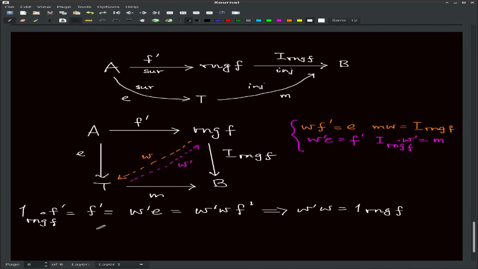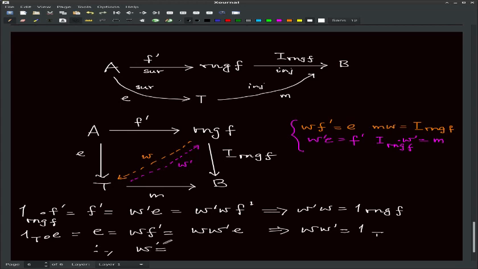Now a similar picture. So E is equal to W F prime, but F prime is W prime E, so E is W W prime E, and E is again the same as identity of T composed with E. So this tells us that W W prime is equal to the identity of T because E is right cancelable. So therefore W and W prime are inverse to each other; it's a bijection.